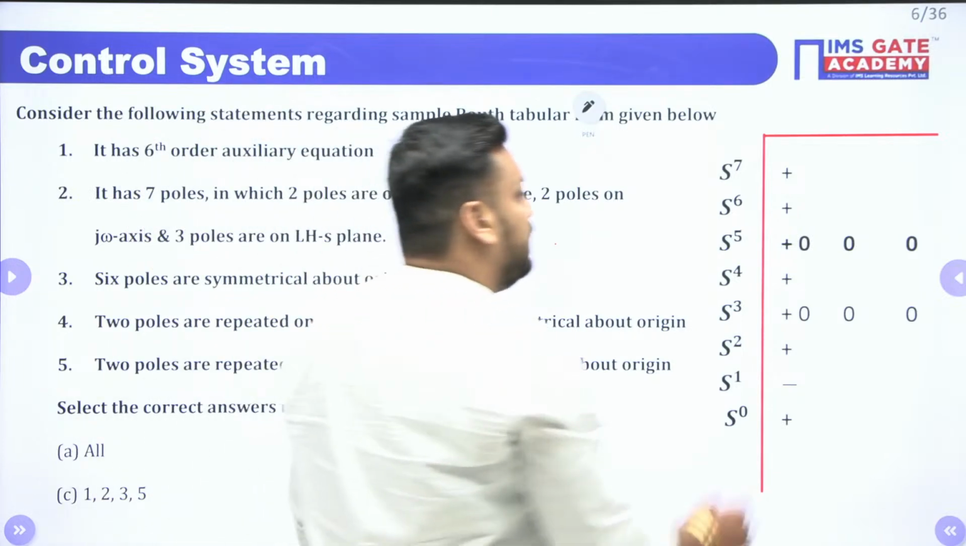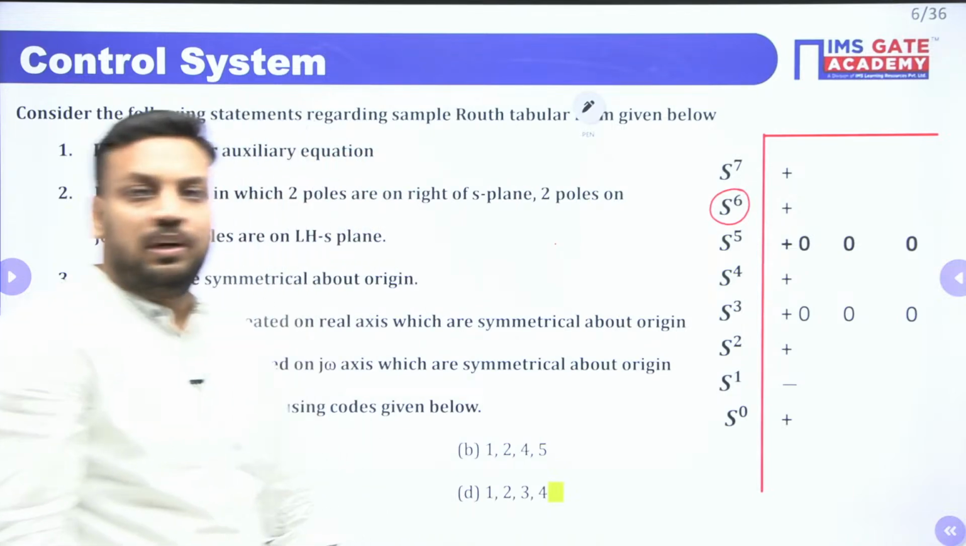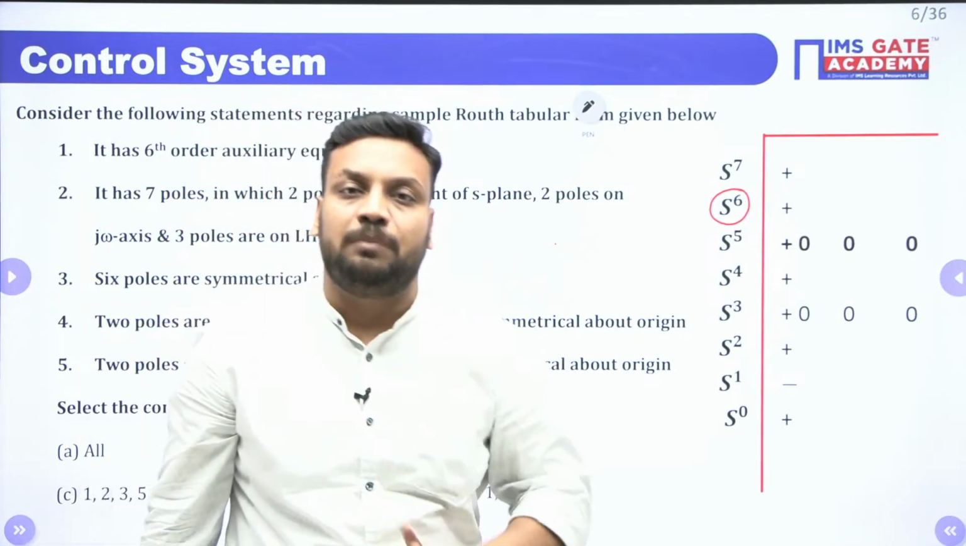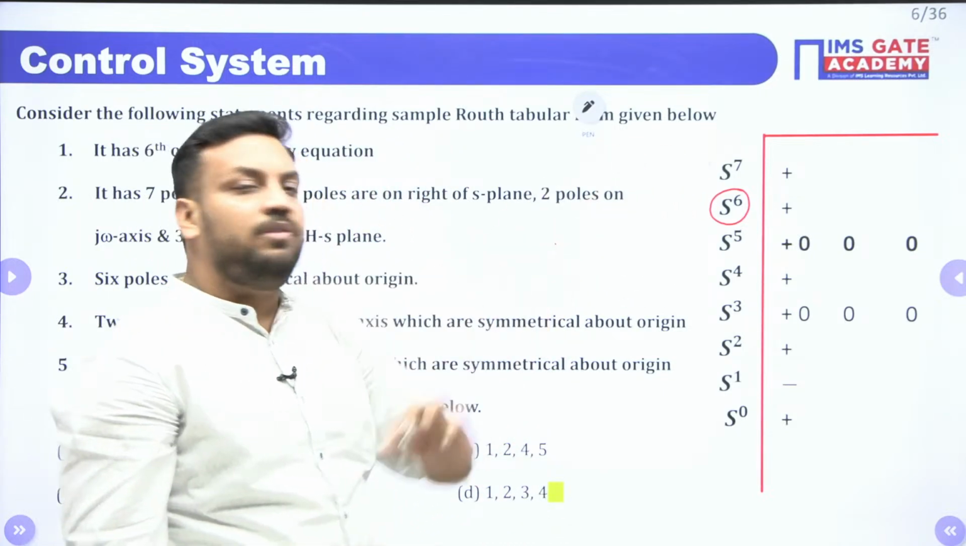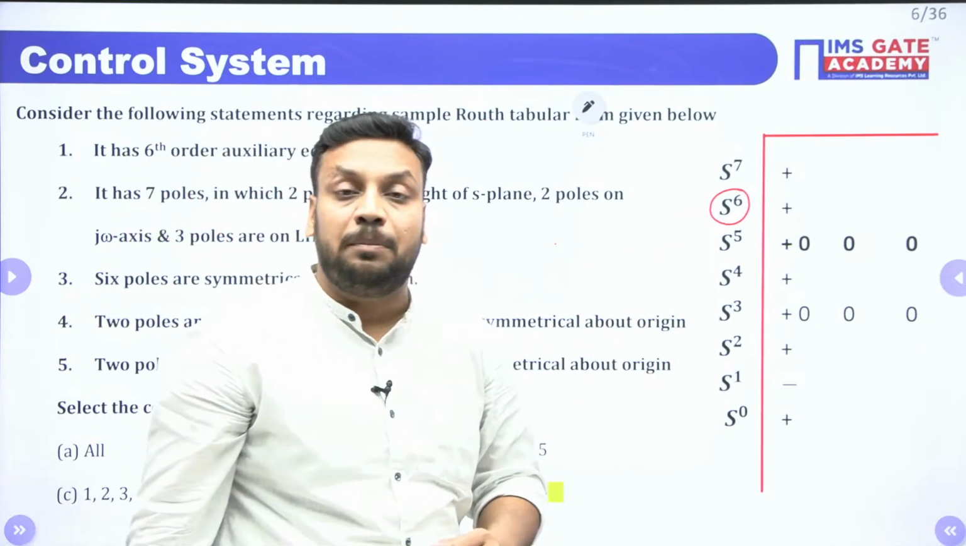Now in this case, the first step is to identify the power of the auxiliary equation. So the power of the auxiliary is 6. It means a total of 6 roots are symmetrical. How many total roots exist? In total we are having 7 roots, and out of 7 roots, 6 roots are symmetrical.